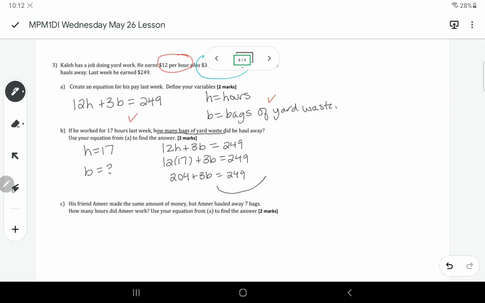And I'm going to kind of run out of space, so I'm just going to go up here. So opposite operations with that positive 204 will be 249 minus 204. So 3B is 45, and then divide by 3 on both sides. B is 15. So therefore, he hauled 15 bags.